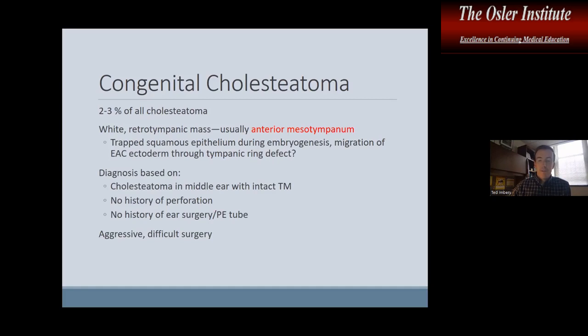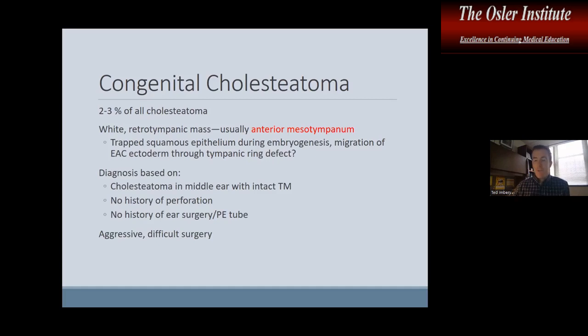Diagnosis typically is clinical. You would usually carefully observe some white mass in the middle ear, kind of in that anterior quadrant. And these patients typically have no history of chronic ear disease. So they don't have a perforation, they haven't had prior ear surgery or PE tubes. And these, if caught later, are very challenging surgery. And so very humbling for an otologist.